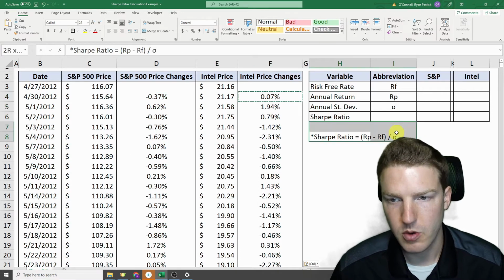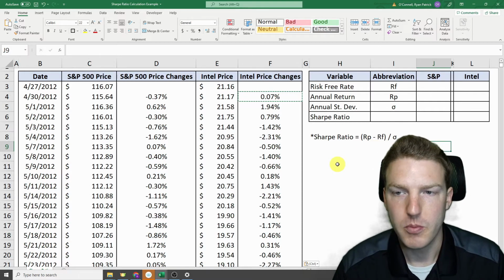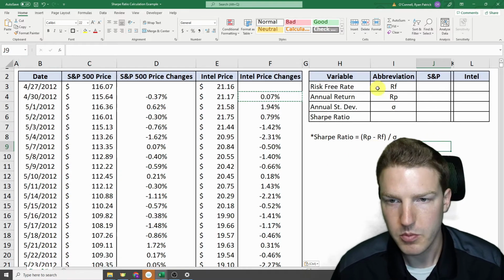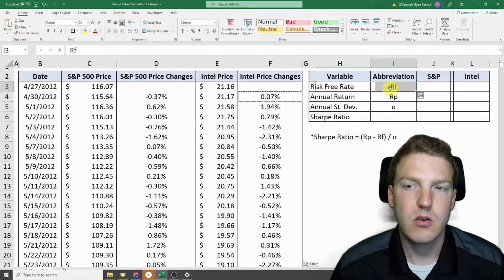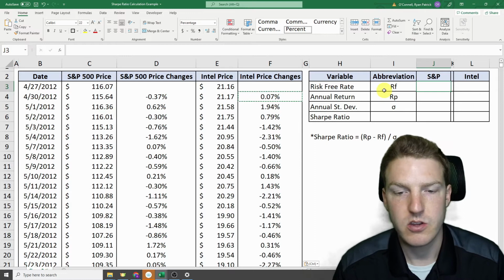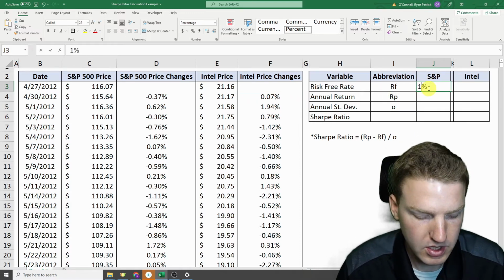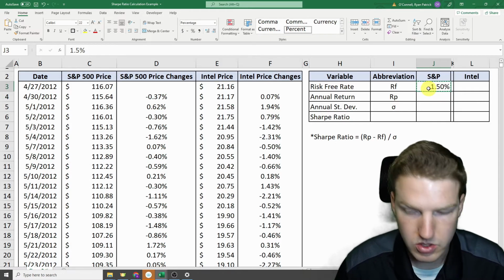Now we want to calculate Sharpe ratio, which is really the most common measure of stock price performance or stock portfolio performance. And in order to do that, we need a risk-free rate. So one thing we could do is find the average, let's say, 10-year treasury for the last 10 years and use that rate, but I'm just going to approximate it by saying 1.5% to make it simpler on us.